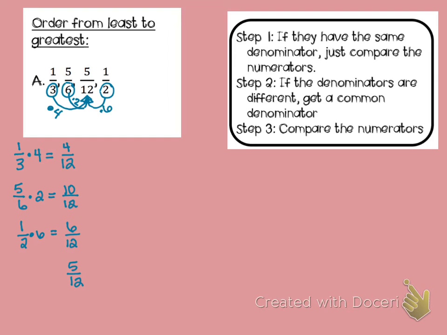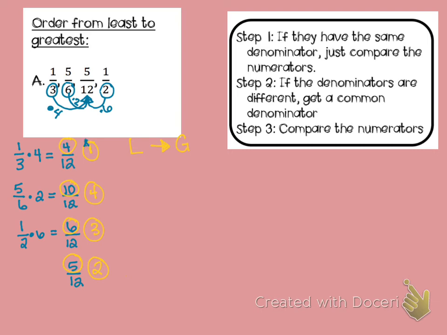So here are our 4 numbers, and it wants us to order it from least to greatest. So now we're just comparing our top numbers for our numerators. I should use the proper term, huh? Okay, so least to greatest, this is the smallest one, so that goes 1, 2, 3, 4. Least to greatest.